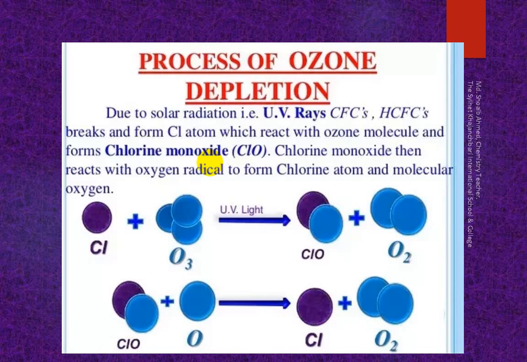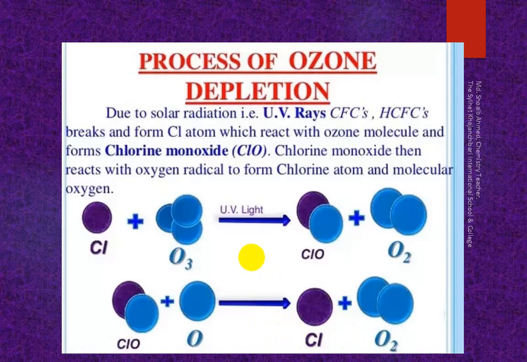Ozone layer depletion occurs due to solar radiation, UV rays, and CFCs, chlorofluorocarbons. CFC means chlorofluorocarbon. Hydrochlorofluorocarbons break down and form chlorine atoms, which react with the ozone molecule and form chlorine monoxide, and chlorine monoxide then reacts with an oxygen radical to form a chlorine atom and molecular oxygen. This way the ozone layer is depleted.